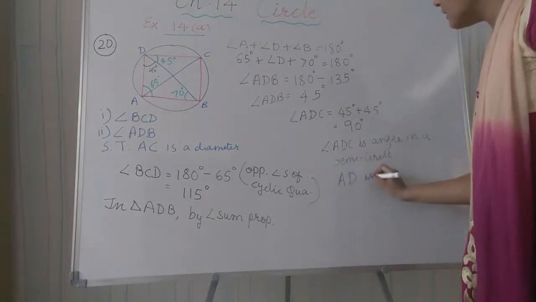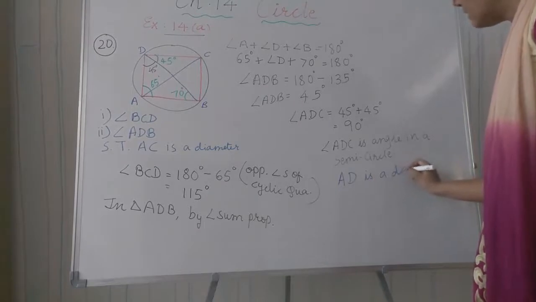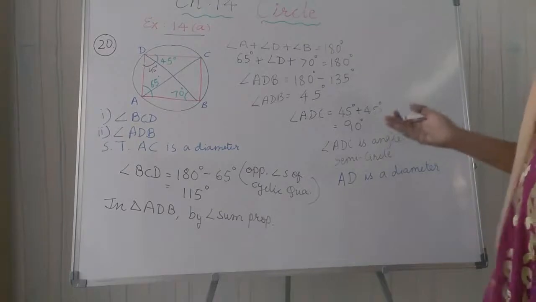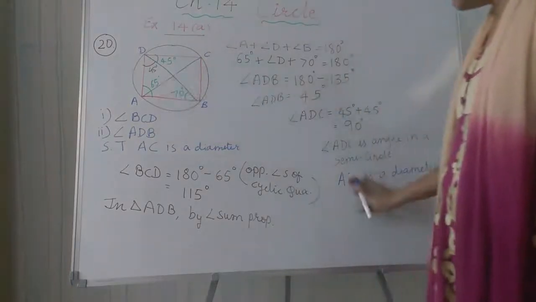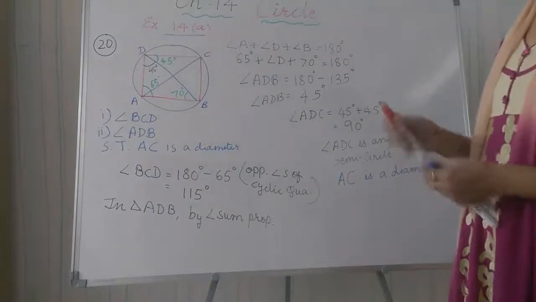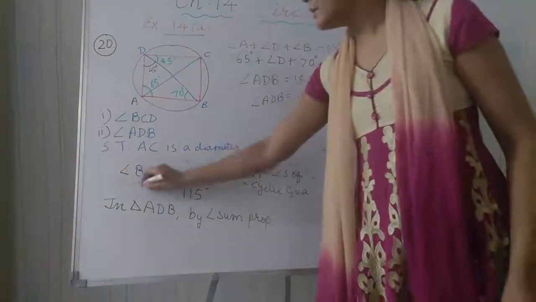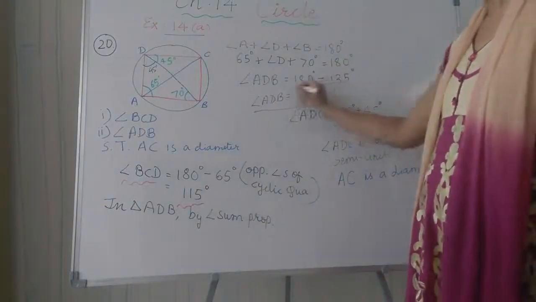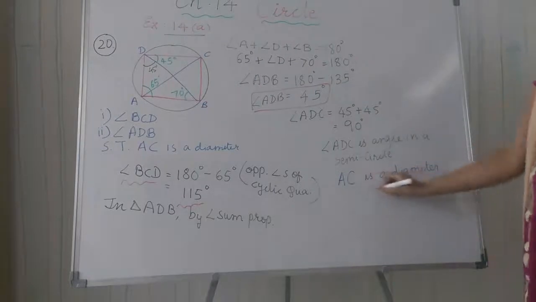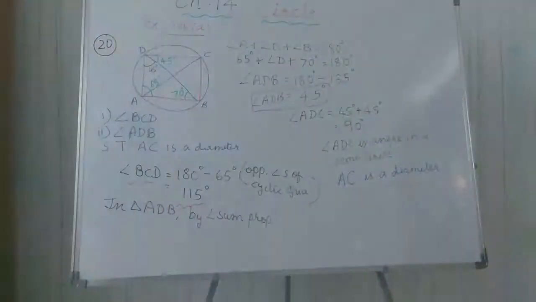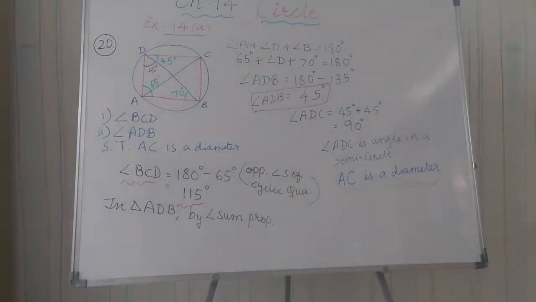AD is a diameter. As we know, the property of circle, that angle in a semicircle is 90. So that must be AC, not AD. AC is the diameter. So here we have shown three things they asked of us. First is angle BCD 115 degree, angle ADB 45 degree, and the third thing, AC is the diameter, we have shown. So students, now you should understand how to solve the questions of circle using its theorem.